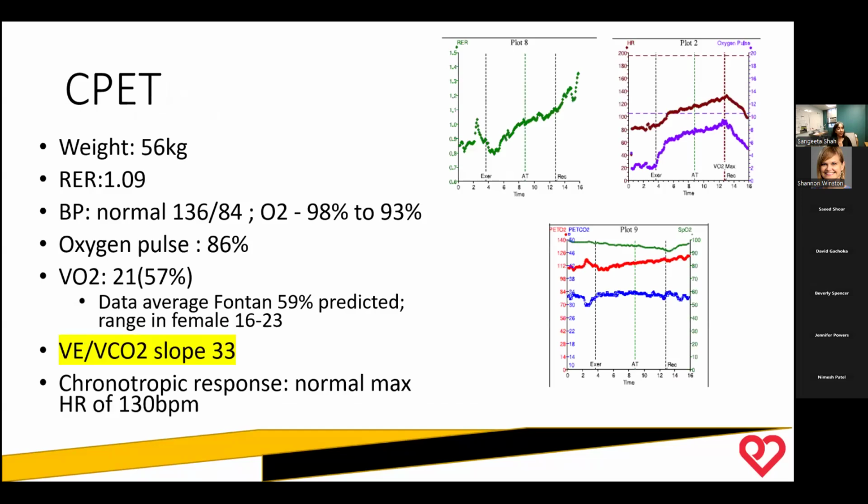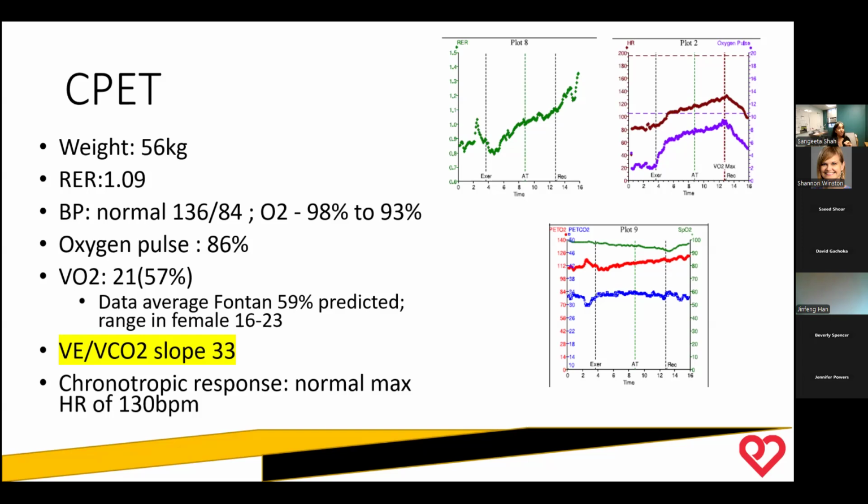So what does her peak VO2 look like? Her CPET: her weight is 56 kilograms, very reasonable. Her RER is 1.09, as you see here. Blood pressure response is normal. Saturations, she only desats to 93%. Most Fontans desaturate a little bit because the coronary sinus blood flow goes into your systemic circulation. Oxygen pulse is remarkably wonderful. Heart rate is here. Oxygen pulse increase is here.